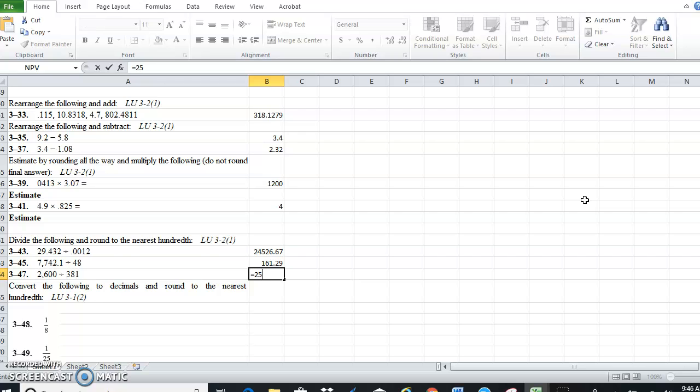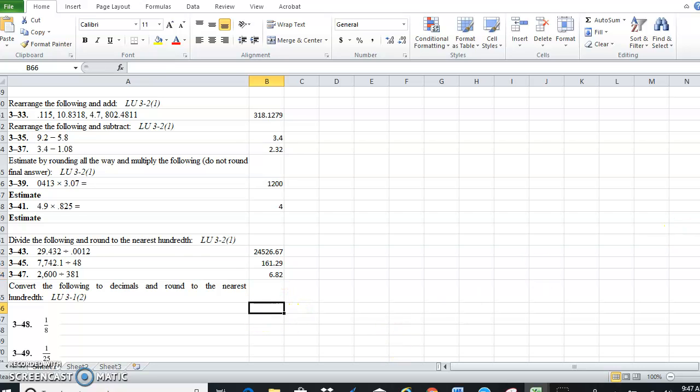And once again, 2600 divided by 381. And we come up with 6.824147. 7 is greater than 5, so this becomes a 5. This 4 becomes a 5. 5 is greater than or equal to 5, so then this 1 would become a 2. 2 is less than 5, so this 4 remains the same. 4 is less than 5, so this 2 remains the same. Let's make sure Excel knows all that. And it did.